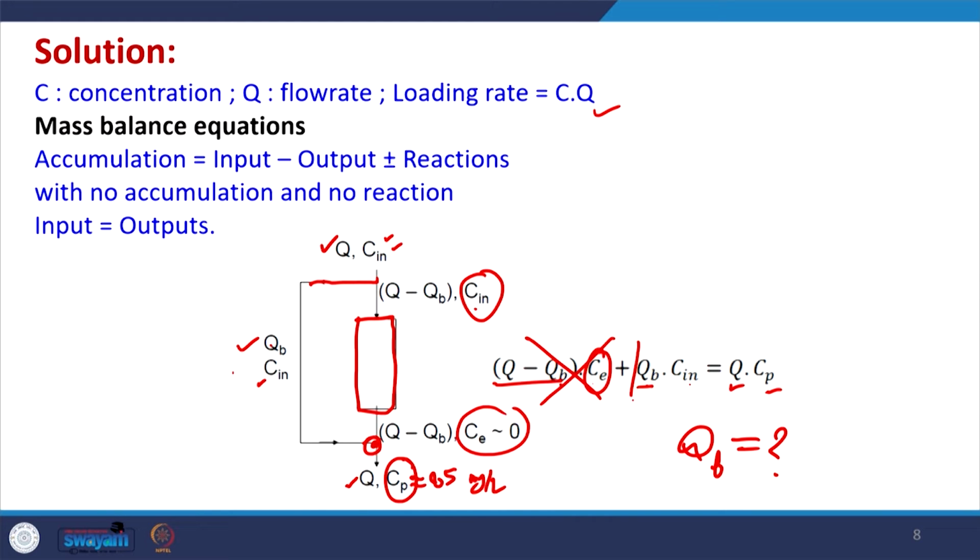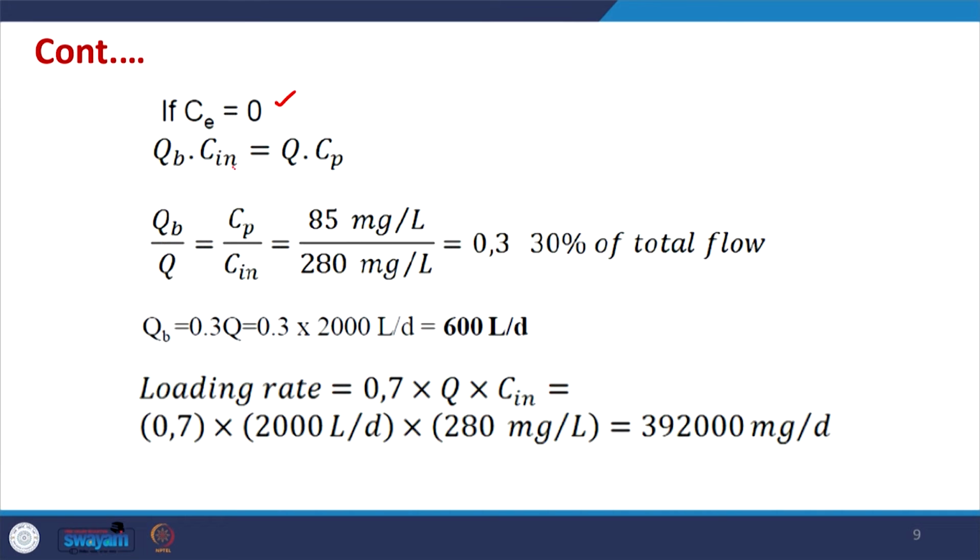So, we have only 2 terms remaining, and out of these we have to find the QB value. So, QB Cin is equal to Q Cp. That means QB upon Q is equal to Cp upon Cin. Cp is 85, which is desirable, and Cin, the concentration in the influent, is 280 milligram per liter. If we perform the calculation, it will be 0.3. So, the QB value should be 0.3 of the total flow rate.